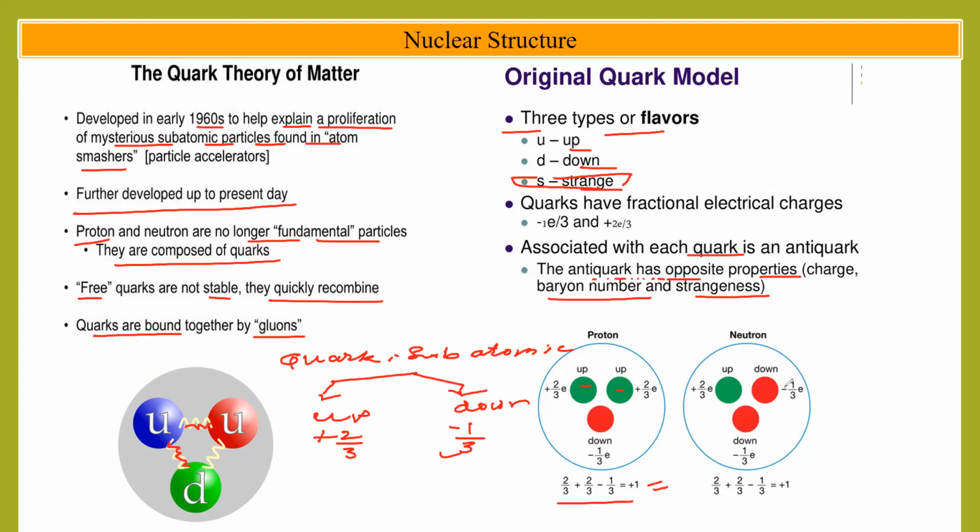And in case of neutron, there are 2 down quarks and 1 up quark. Okay, so if we combine them, charge 2 by 3 plus 2 by 3 minus 1 by 3, then it would be plus 1. It is wrong. 2 down quarks means minus 1 by 3 minus 1 by 3 plus 2 by 3. So if we combine them, we will have 0 charge. So neutron has 0 charge and proton has plus 1 charge.